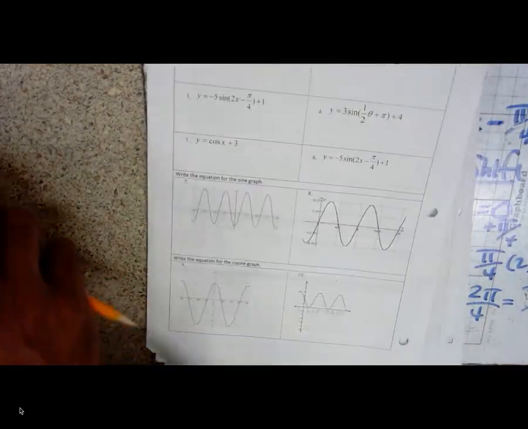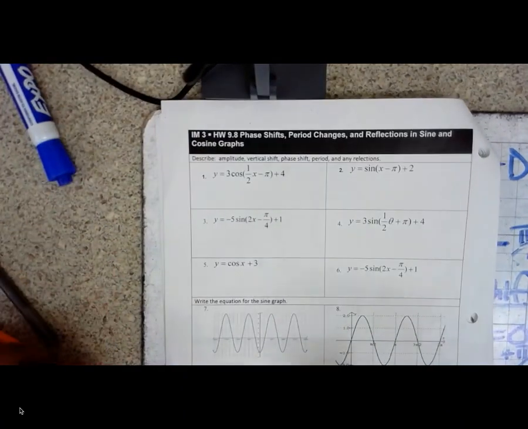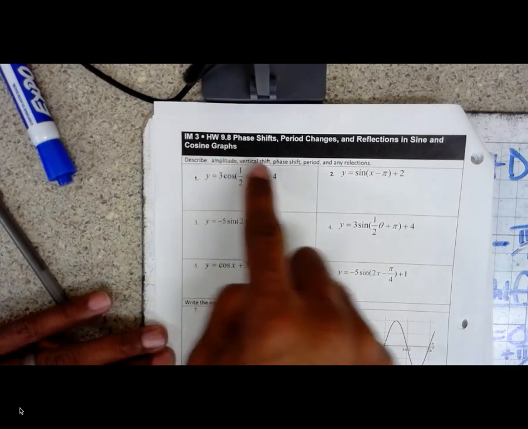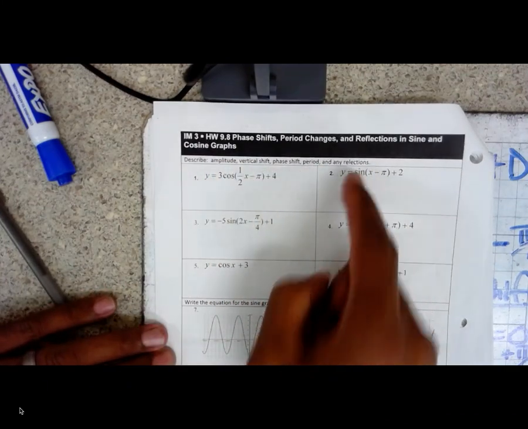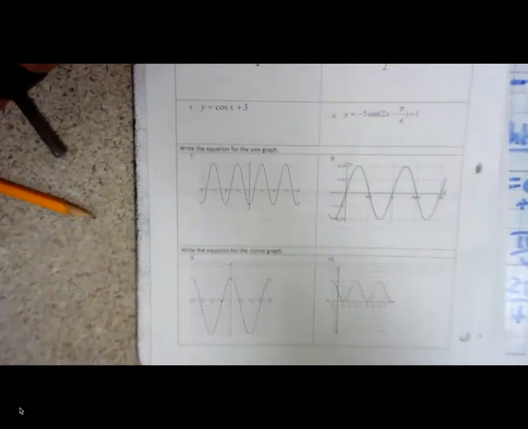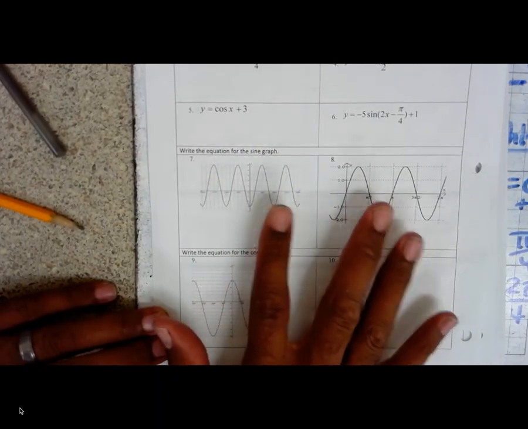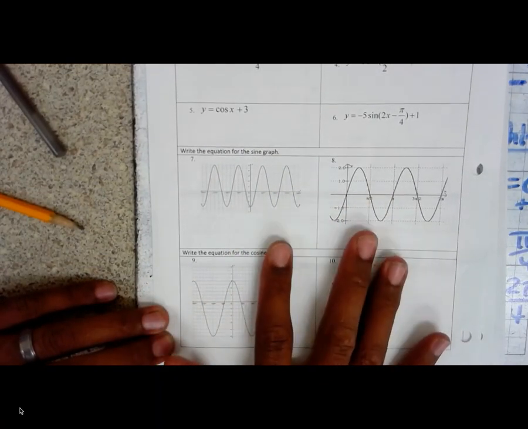Okay, I did forget to include one thing here. For the homework, you'll notice that the equations up here are very similar to the ones I just showed you. You're going to be looking for the amplitude, vertical shift, phase shift, period, and any reflections. Then down here, kind of like that example I showed you a minute ago, you're going to figure out the equation looking at the graph.